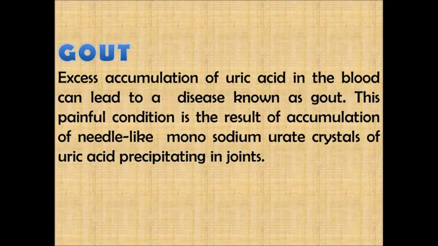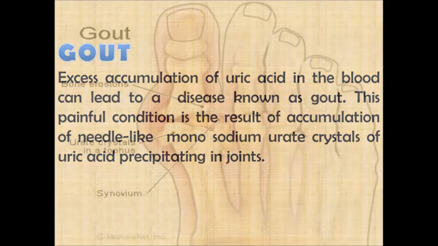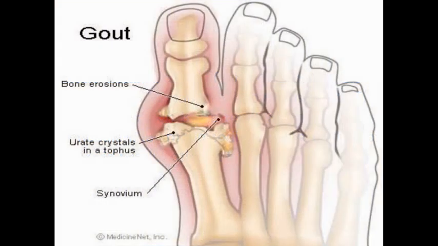Coming to our next slide, what is gout? Excess accumulation of uric acid in blood can lead to a disease known as gout. This painful condition is the result of accumulation of needle-like monosodium urate crystals of uric acid precipitating in the joints. Normally, the first attacked part of our body is the big toe. Bone erosion takes place when accumulation of these urate particles happens over there.